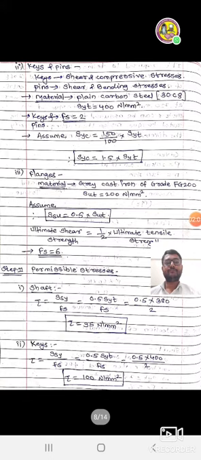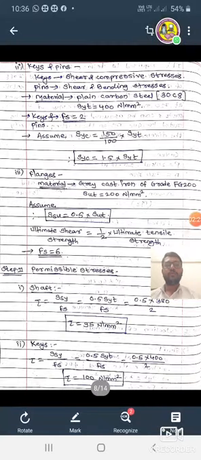Then next, for keys and pins, we have to consider shear and compressive stresses for keys, and shear and bending stresses for pins. So select plain carbon steel 30C8 as the material for keys and pins. Yield strength for that is equal to 400 Newton per mm square. For keys and pins, assume factor of safety equal to 2. Assume SYC equal to 150 upon 100 into SYT.